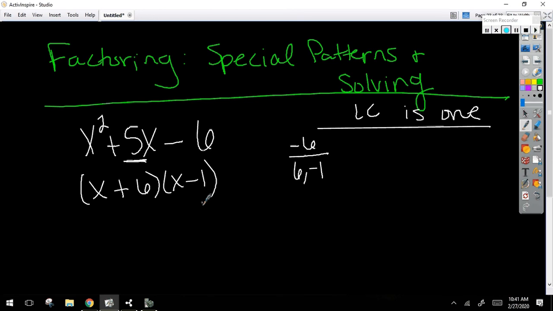If that leading coefficient is not 1, it does not work. If you do not want to remember when it works and when it doesn't, then you can always group. Grouping works in every situation.